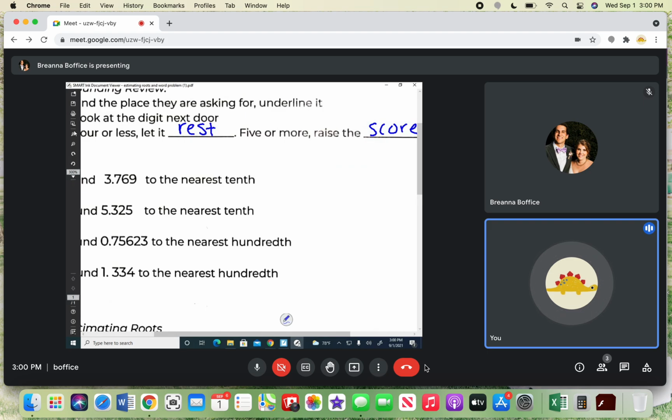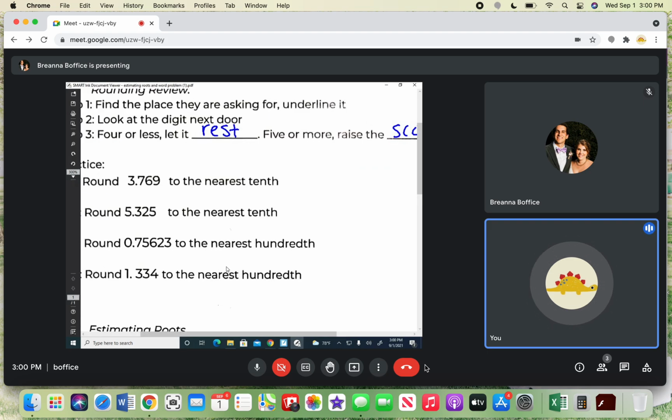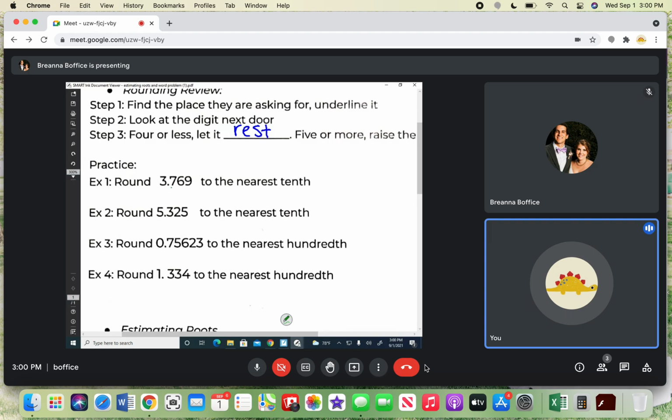It says round 3.769 to the nearest tenths. So I underline the tenths place. That's my 7. Its neighbor is a 6. That is going to tell me to raise because it's 5 or more. So instead of 3.7, it is 3.8. Same thing with the next one. Round 5.325, so I'm going to underline my tenths place and look to my neighbor. My neighbor is a 2, which is 4 or less, therefore it rests, so 5.3 gets to stay.